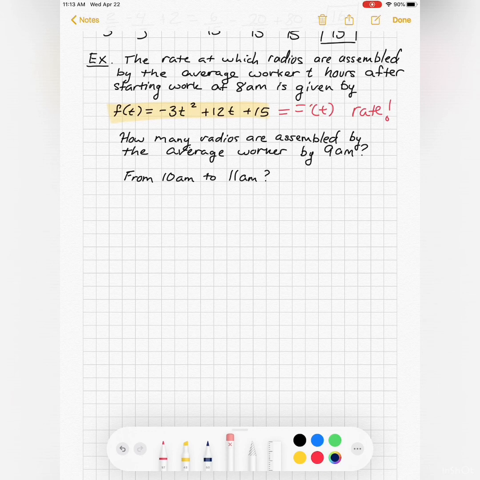This function gives me the rate at which the radios are being assembled. So I don't know, should I use maybe the letter N for the number of radios? So as far as the actual number of radios being assembled, well, that would actually be the antiderivative or the integral of the rate at which those are being assembled. Okay, so this is a number.